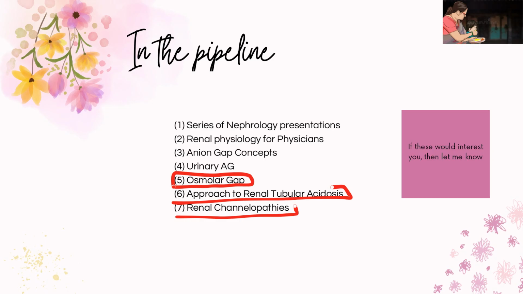Down the line, I have now discussed the urinary anion gap and the urinary osmolar gaps, serum and urinary osmolar gaps. All these topics have been discussed. I plan to do the renal channelopathies and the approach to renal tubular acidosis. Based on what we've already discussed, I would like to do the renal tubular acidosis and the renal channelopathies, but before that, ideally I would actually like to do the renal physiology. Let's see how that goes.